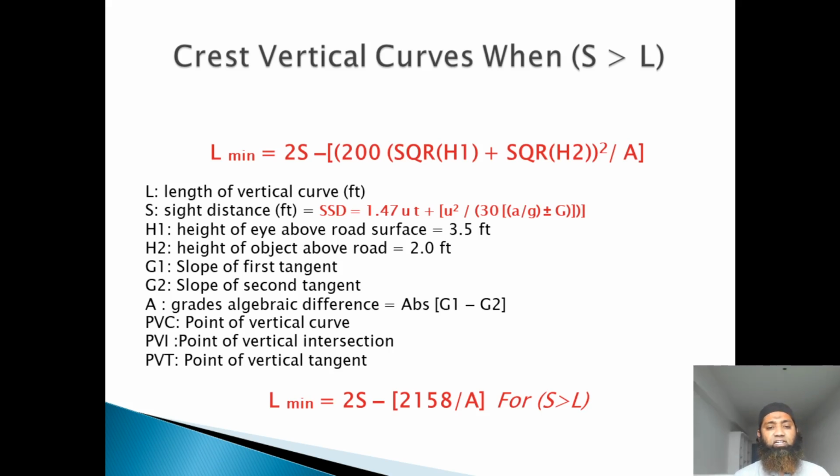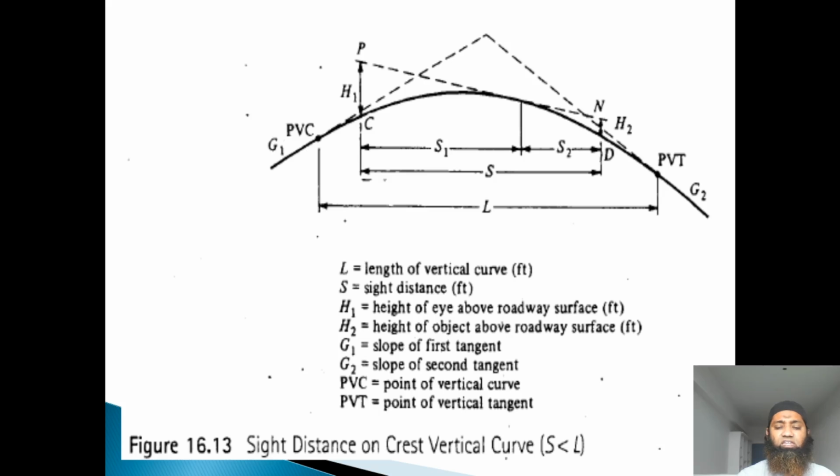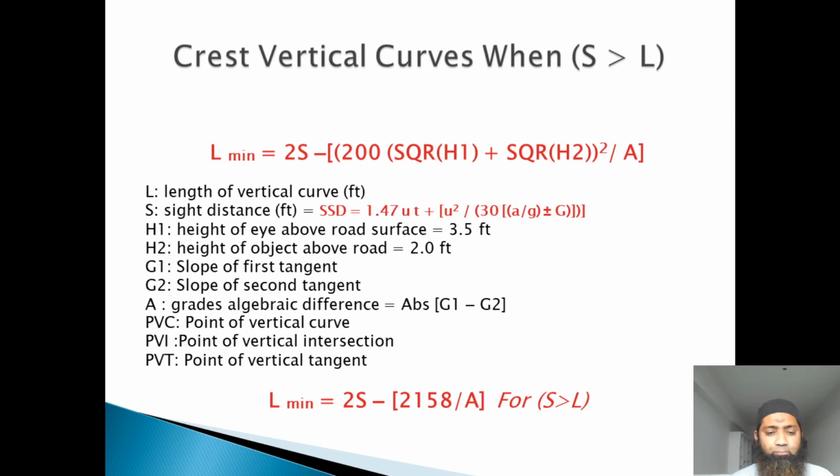G1 is slope of first tangent and G2 is slope of second tangent. A is the algebraic difference of grades, as I had told you, the difference between G1 and G2. PVC is the point of vertical curve, as you saw in the previous class. PVI is the point of vertical intersection; wherever there is an intersection, PVI will come into picture. PVT is the point of vertical tangent. This is how crest vertical curves are analyzed.